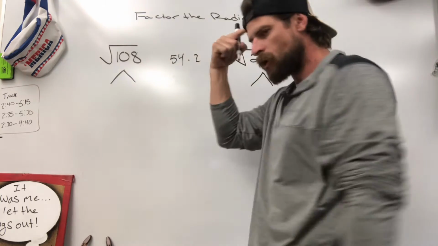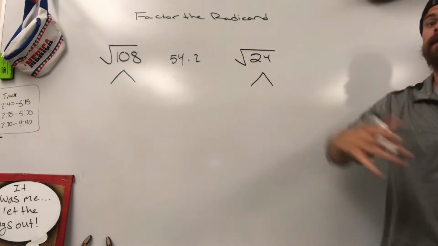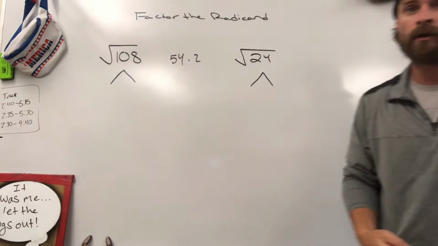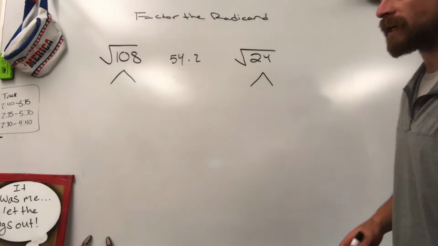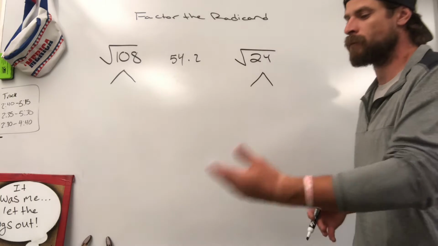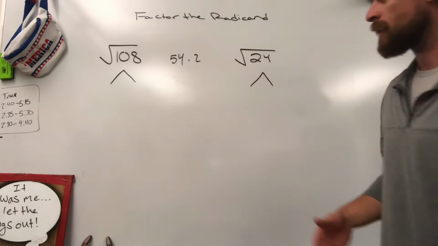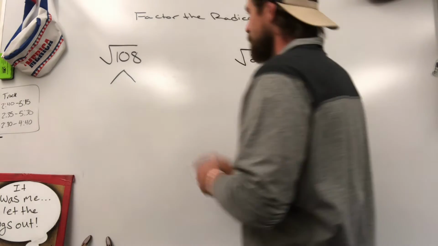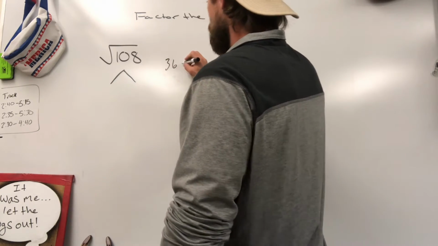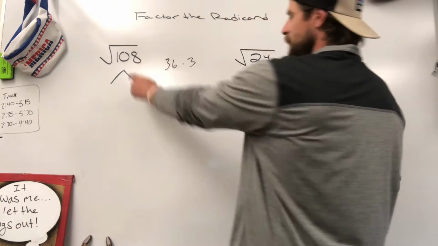Okay, so we should know by now our perfect squares. We should have that list memorized, 4, 9, 16, 25, 36, 49, etc., etc. So did any of those numbers ring a bell? Right away, I know that 36 multiplied by 3 is going to give me this 108.